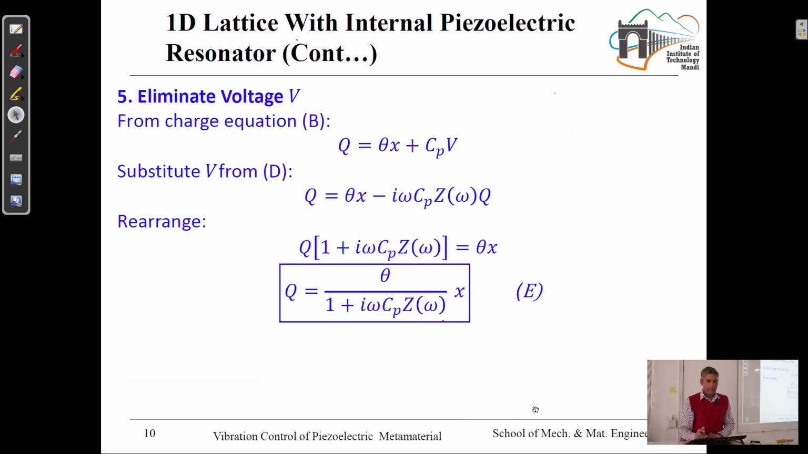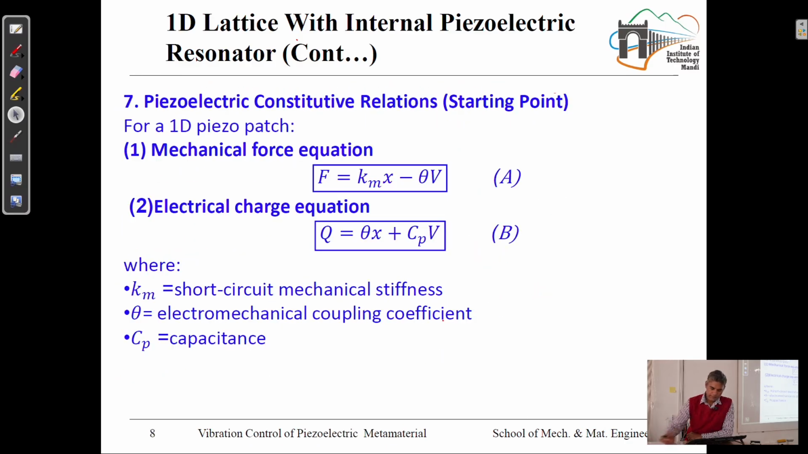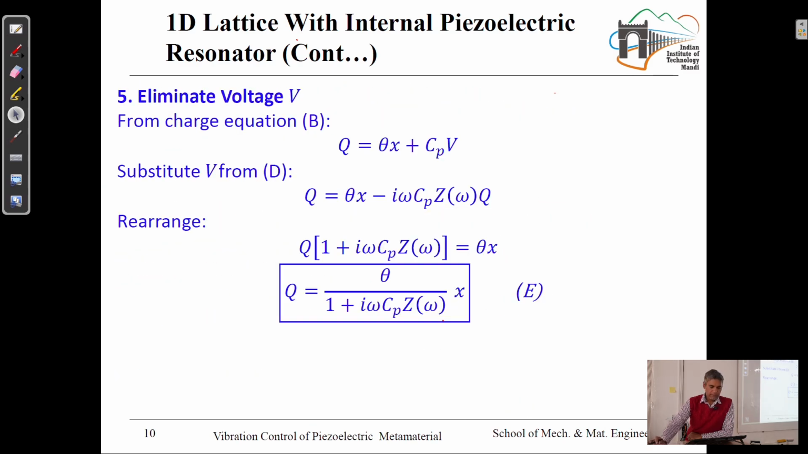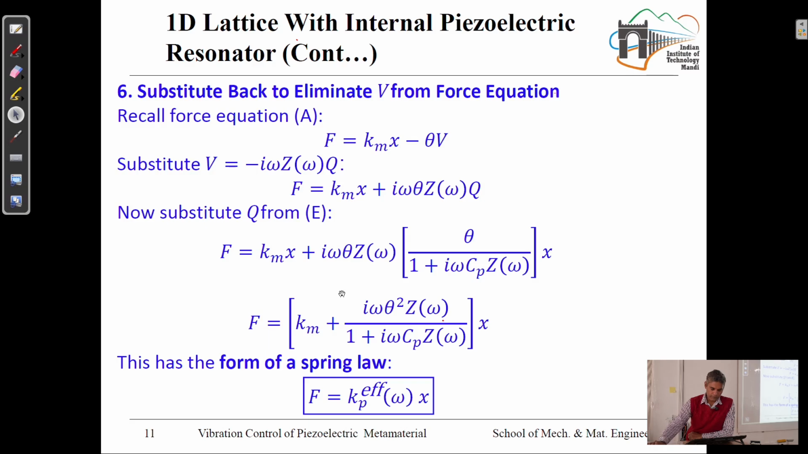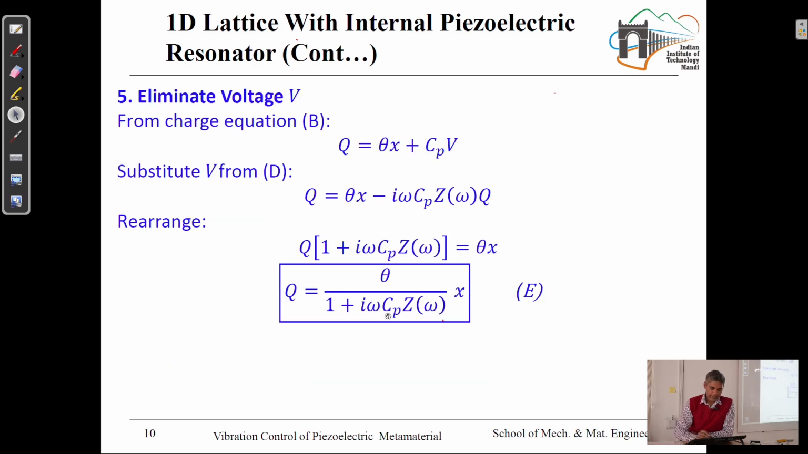Now, we want to eliminate the voltage V. So, from this equation, put the value of V which we determined in terms of frequency and substitute it here. Then we have this expression: Q is equal to theta x minus i omega Cp Z Q. We can take Q common from these terms, and hence we have Q times this term equal to theta x. Therefore, Q is equal to theta upon 1 plus i omega Cp Z, times x e to the power minus i omega t. So we have this expression for Q.